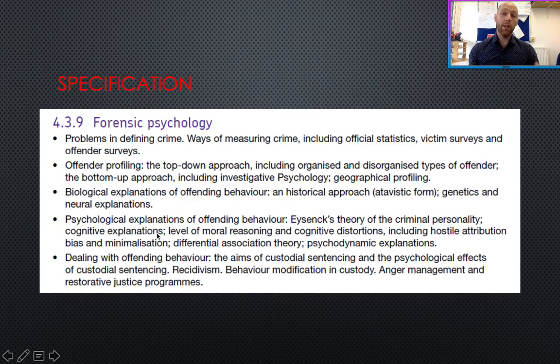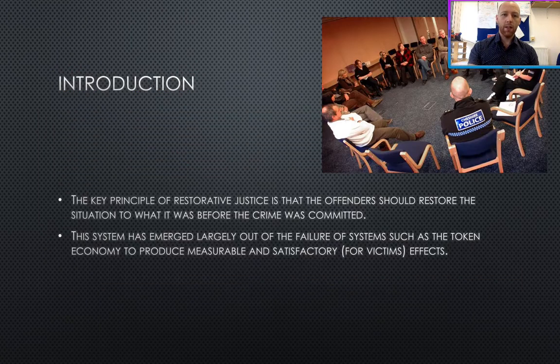Restorative justice is a relatively modern theory of dealing with offending behaviour, and it's emerged largely out of the ineffectual ability of systems such as token economy to reduce offending rates. The key principle of restorative justice is to restore the situation that occurred prior to the criminal act, the offending behaviour. And it's really supposed to consider the victim as well. What will satisfy the victim?